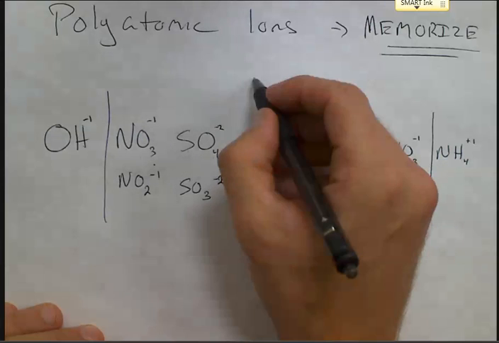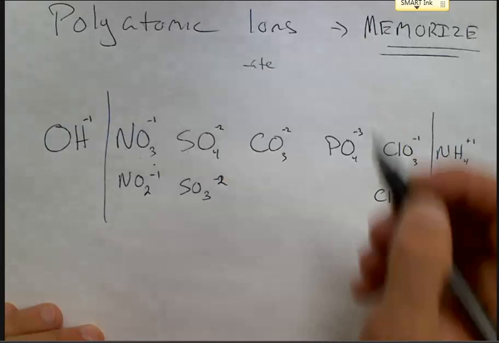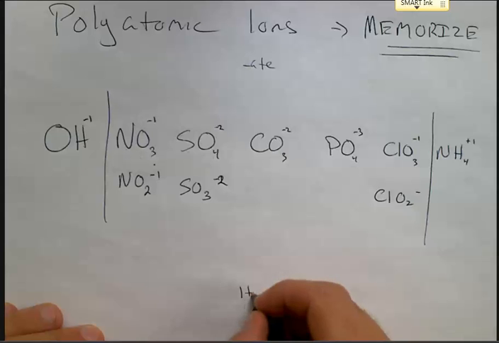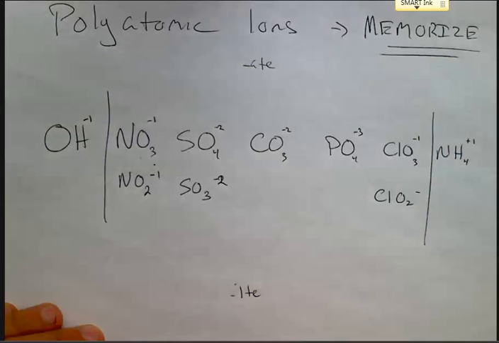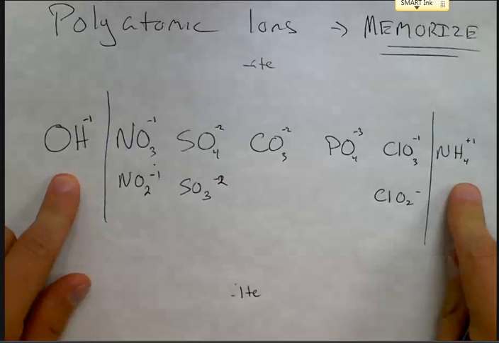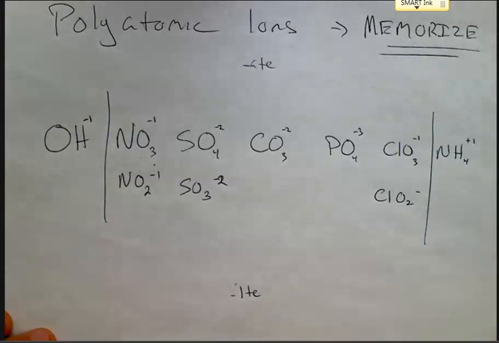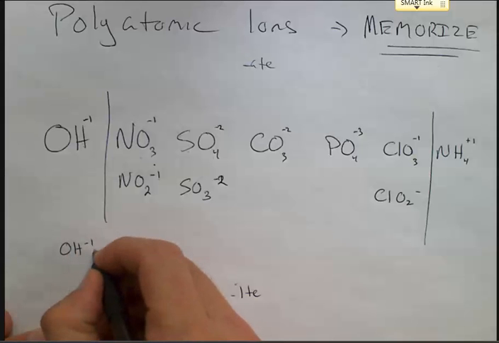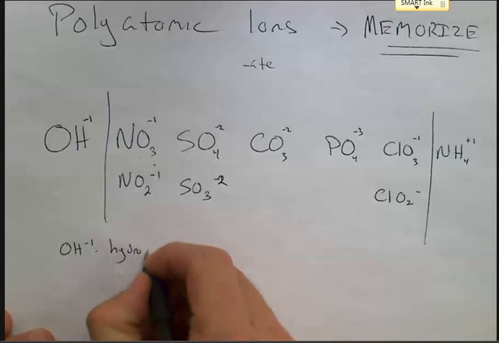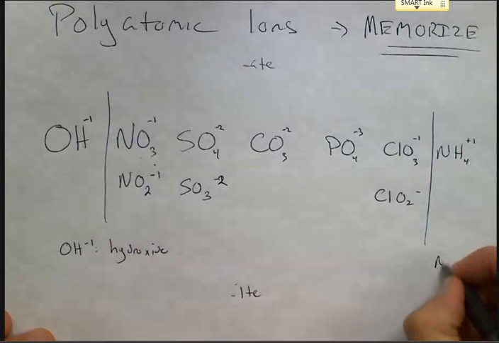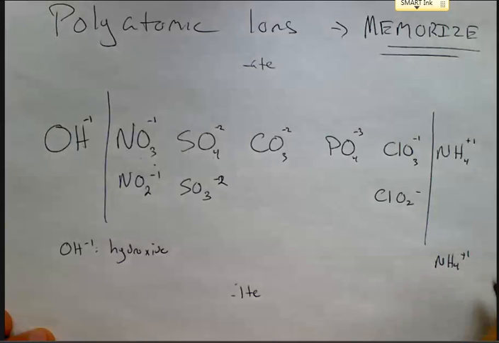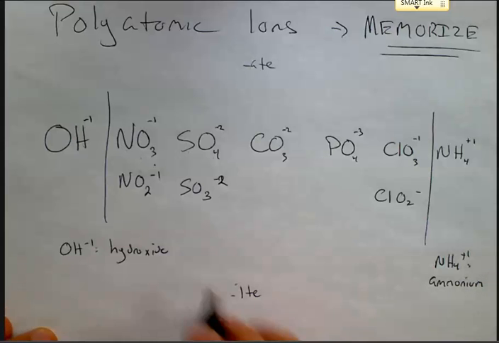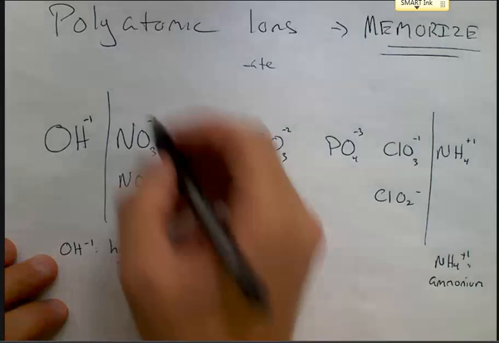Everything up top is named with an ate. Everything on the bottom is named with an ite. And let's see what these guys are going to be called. The ones on the outside have got their own funny names. So we've got OH. OH -1 is hydroxide. NH4 with a +1 is ammonium. And let's name all the ones on the inside.